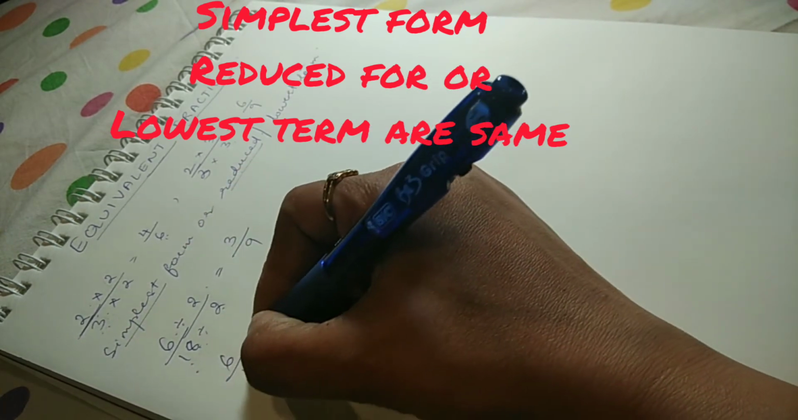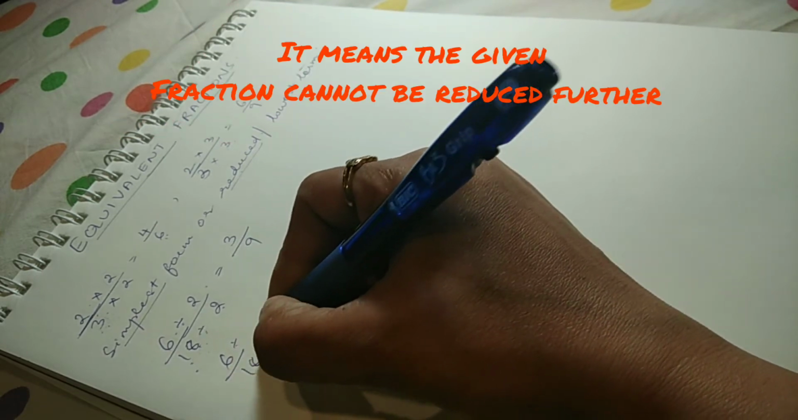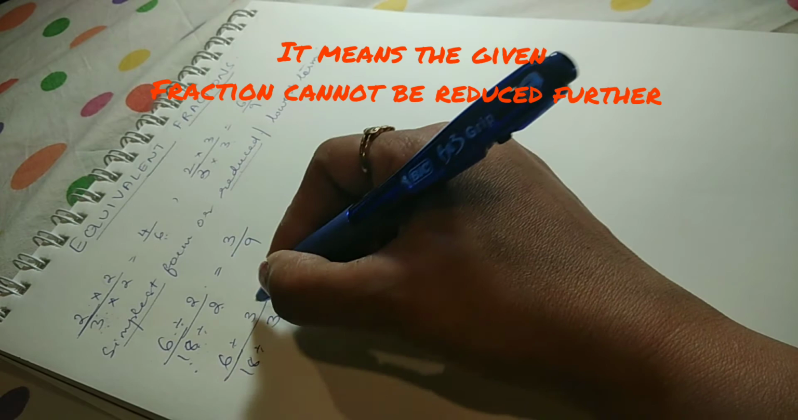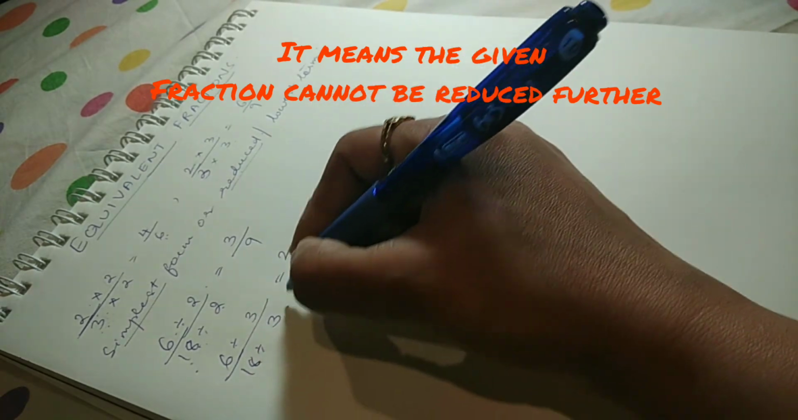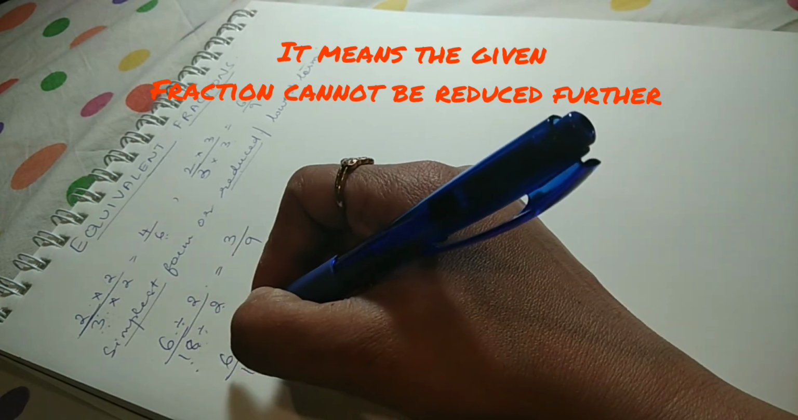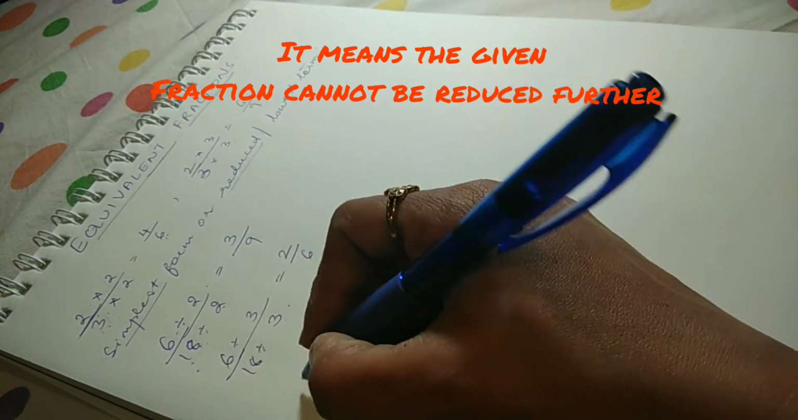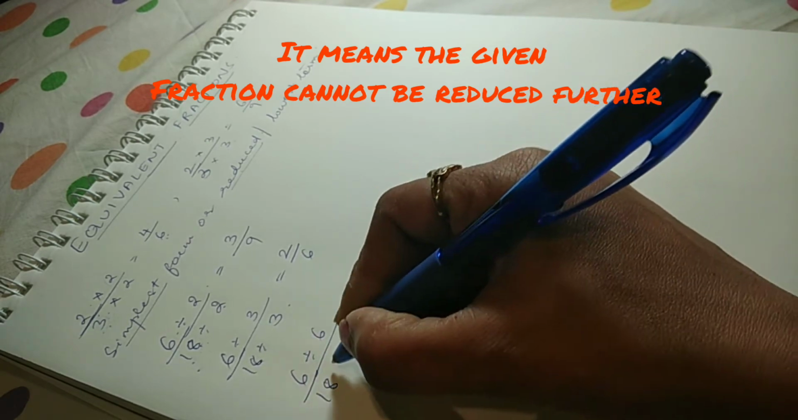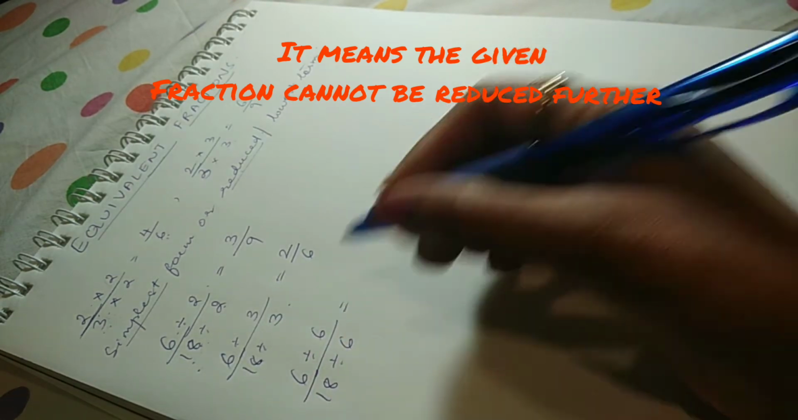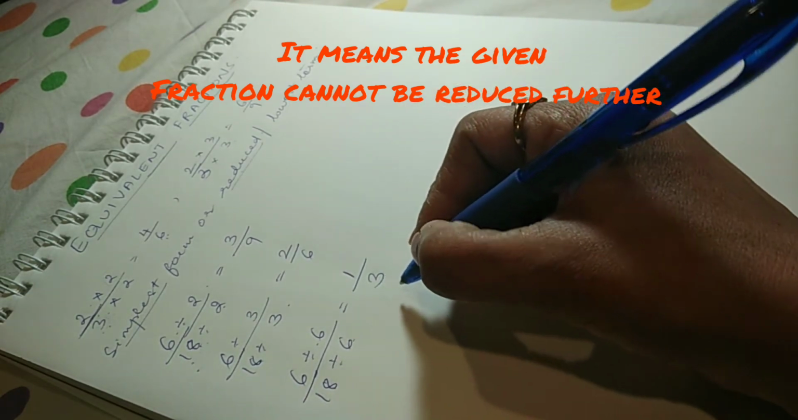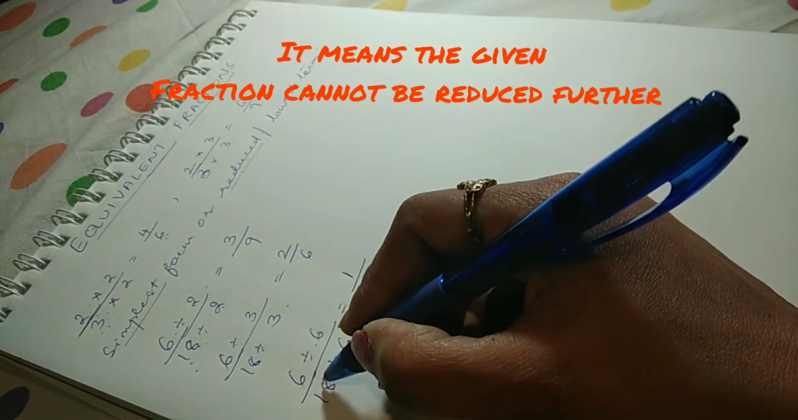So 6 by 18 can also be divided by 3 upon 3 to get the equivalent fraction. So this will be 2, and 18 divided by 3 will be 6. Okay, now we can see that 6 and 18 also have a common factor of 6 itself, isn't it? 6 divided by 6 is 1 and 18 divided by 6 is 3. So 6 is also a common factor between them.